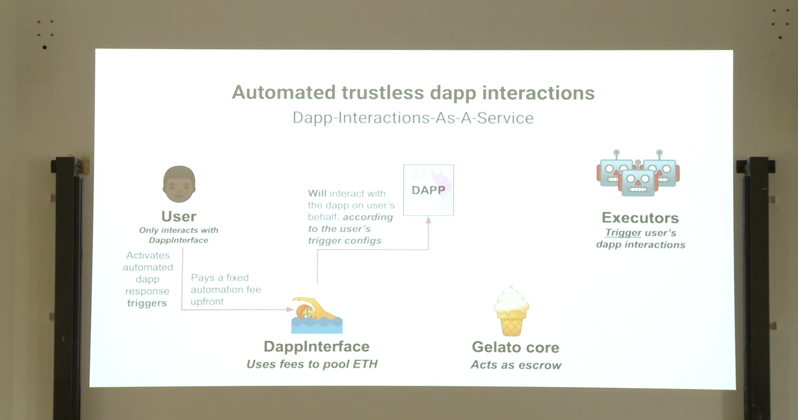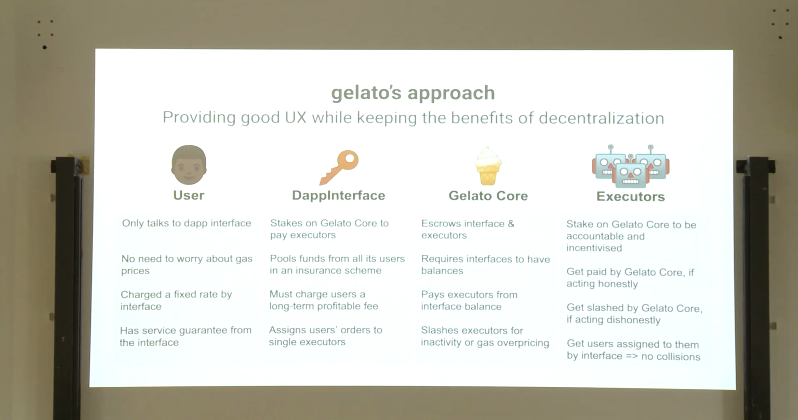However, they do so through the Gelato core, and the core acts as an escrow between interfaces and executors. So both of them stake ETH on there. Executors stake ETH in order to be incentive aligned and slashable, and the interface stakes ETH in order to pay executors. And when they trigger, the call is forwarded to the interface, and the interface then interacts with the Dapp on the user's behalf as the user pre-specified. And then the core pays out some ETH to the executors.